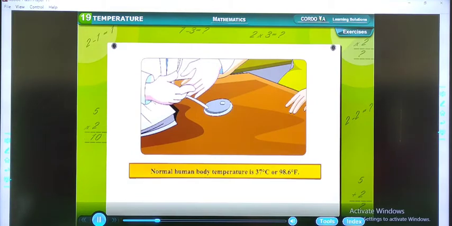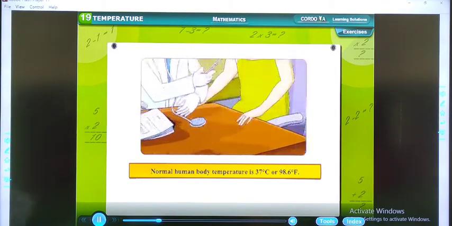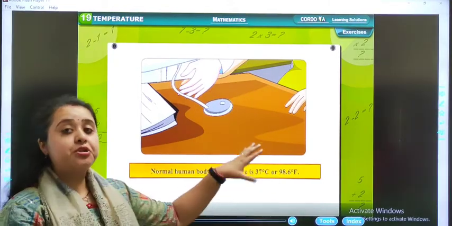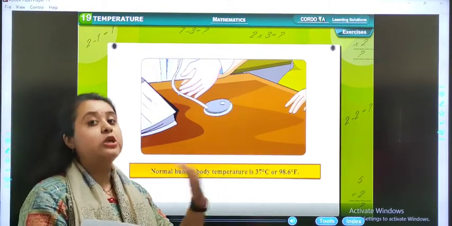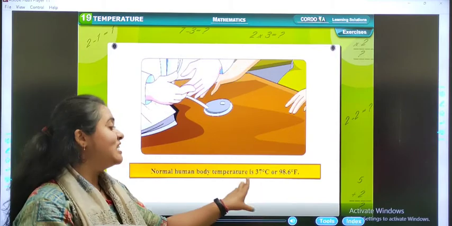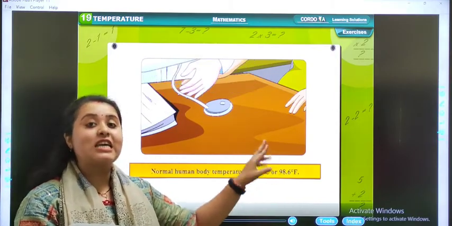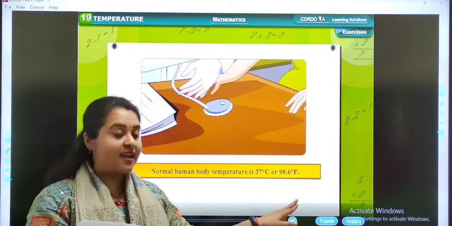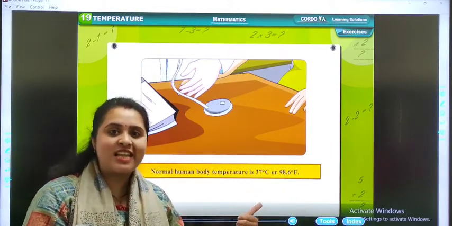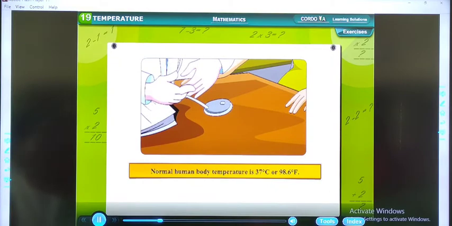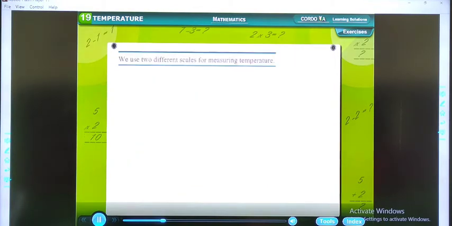Normal human body temperature is 37 degrees Celsius or 98.6 degrees Fahrenheit. Students, you need to remember these degrees. F stands for Fahrenheit and C stands for Celsius. We use two different scales for measuring temperature. Celsius scale, degree Celsius. Fahrenheit scale, degree Fahrenheit.